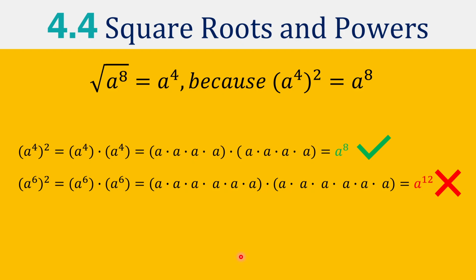I think the answer is a to the power of 4. Why? A to the power of 4 times a to the power of 4 will give me a to the power of 8 again. Remember, when multiplying powers like this, I have to add the exponents. 4 plus 4 is 8. If I would find, for example, a to the power of 6, then I do 6 plus 6, I find 12. And that's not what I want to find here.